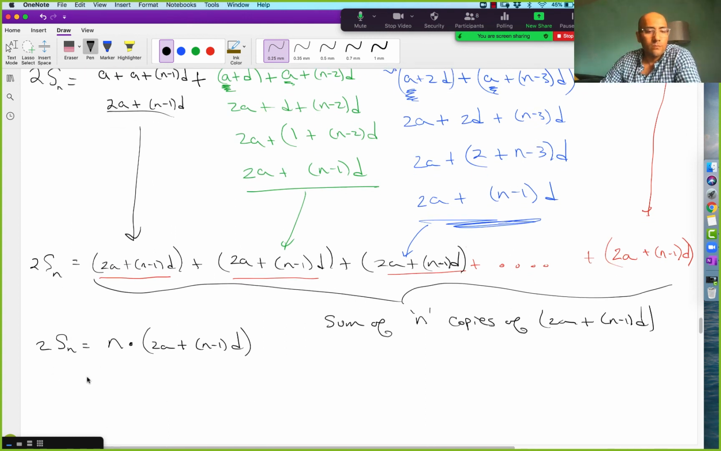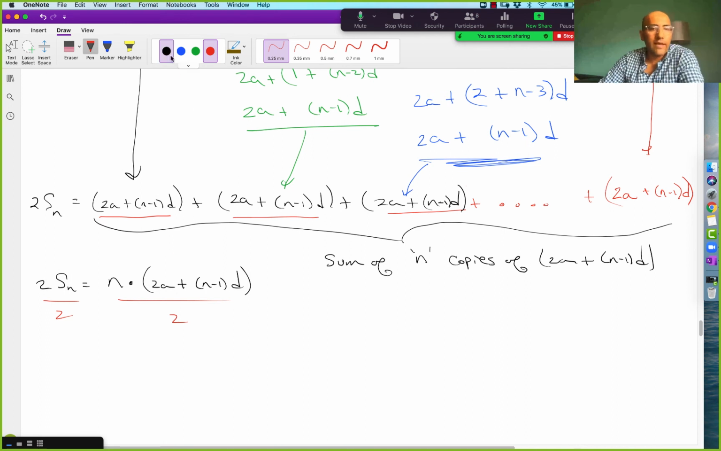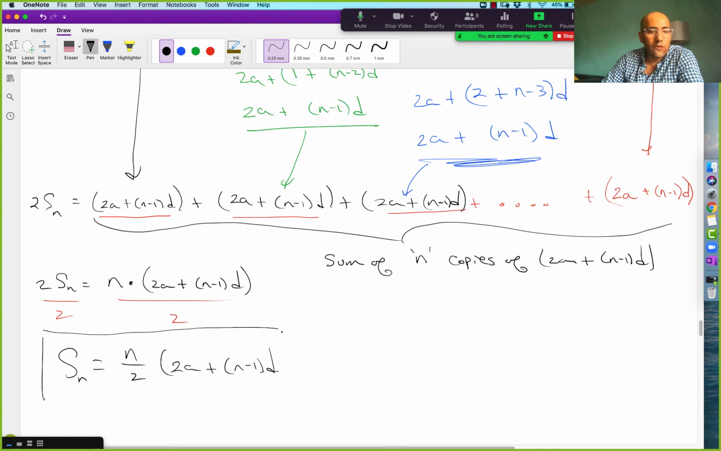Good. So just like before, we divide both sides by 2, and we're almost at our formula. The sum of the first n values of an arithmetic sequence is equal to n divided by 2 times 2a plus n minus 1 d. That's one of the given formulas for it.